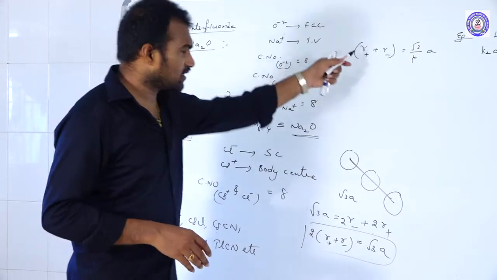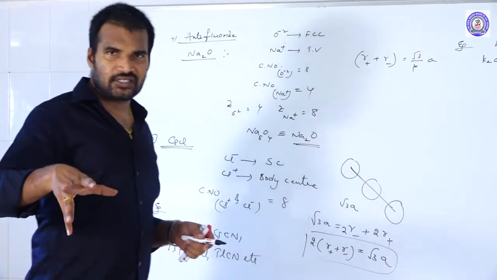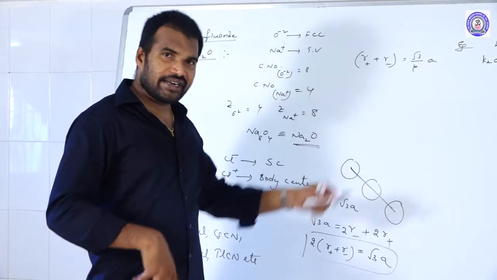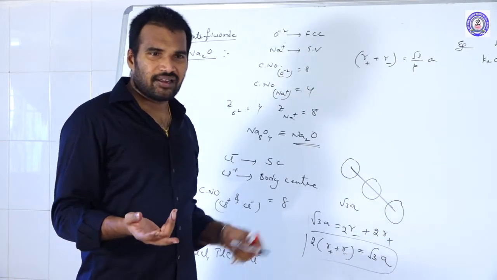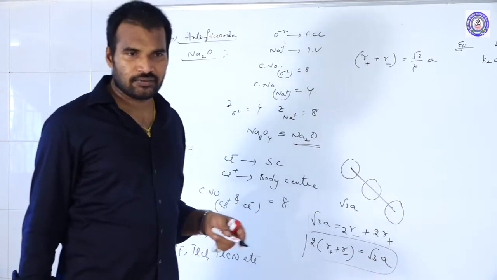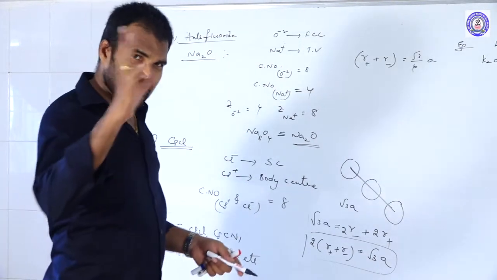So why these formulas and distances? Because they will give you the edge lengths and ask you to find the radius of cation and radius of anion, this kind of question. So frequently they are asking. If you are clear about this concept, you can easily do this.